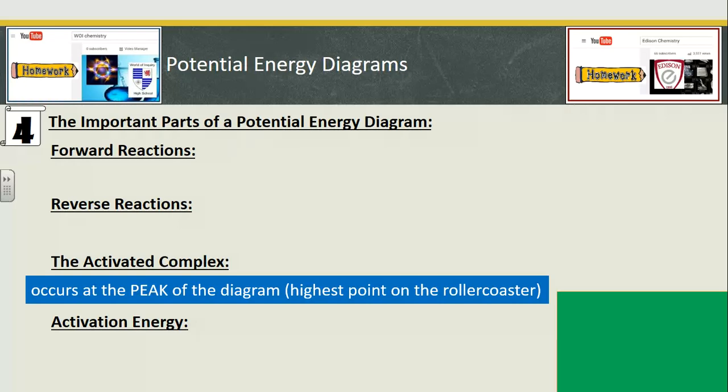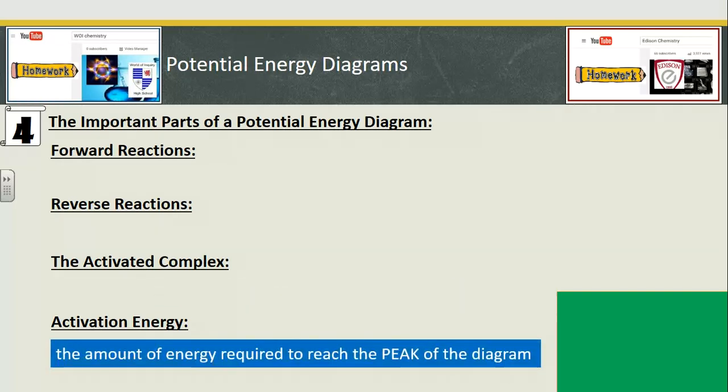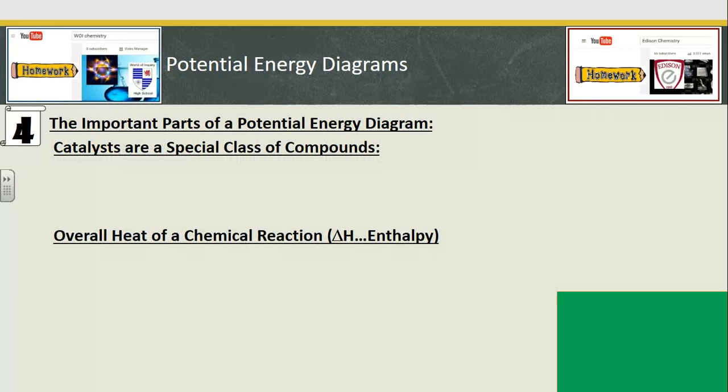So if you want to think about those diagrams as roller coasters, the highest point on the roller coaster is the activated complex. The activation energy is the amount of energy required to reach this peak of the diagram, no matter which direction you're heading in. If you're heading from left to right, you got to go up a hill to get to the peak. If you're heading from right to left, you got to go up the hill to get to the peak. The bigger the hill, the more activation energy is required. That's all there is to it.